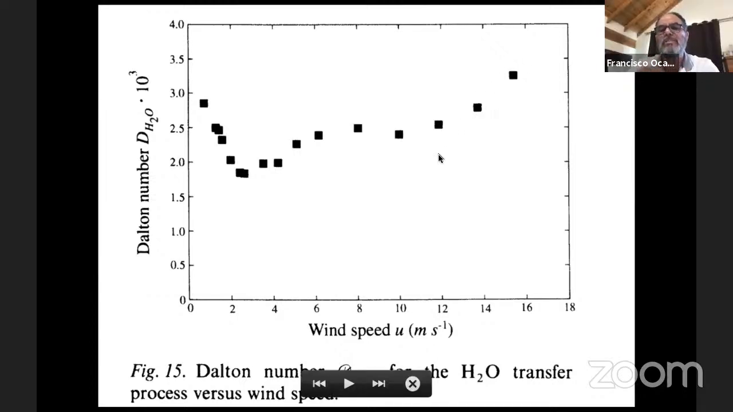So yes, there is a physical reason. There is microbreaking all over these conditions of wind speed, and strong breaking suddenly increases the Dalton number, or exchange coefficient for evaporation.